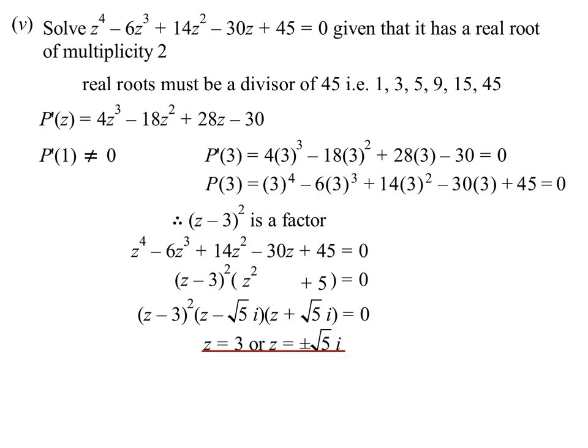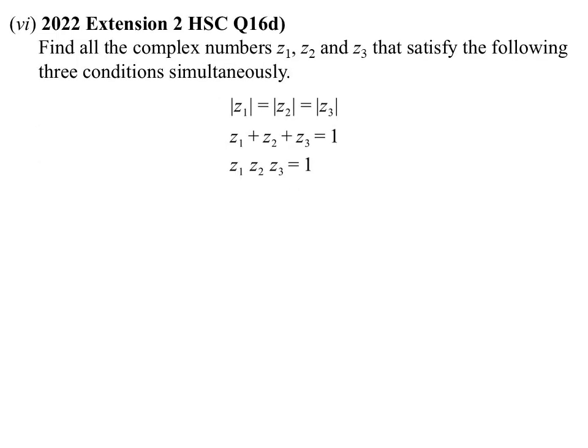Let's finish off with an HSC one. A couple of years ago, it was a nice one. You'll notice it's 16D, so it's right at the end of the paper. Find all the complex numbers, Z1, Z2 and Z3, that satisfy these 3 conditions simultaneously. So the modulus of all 3 are the same. If I add them up, I get 1. If I multiply them together, I also get 1. We simply have to find the complex numbers.